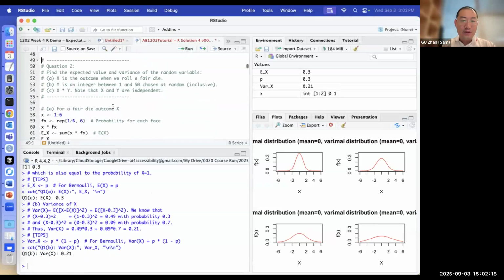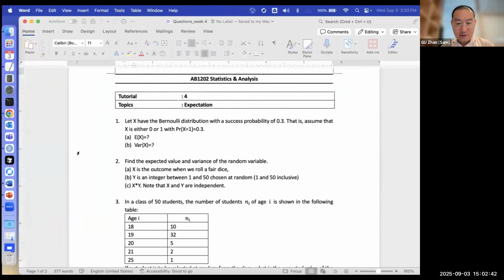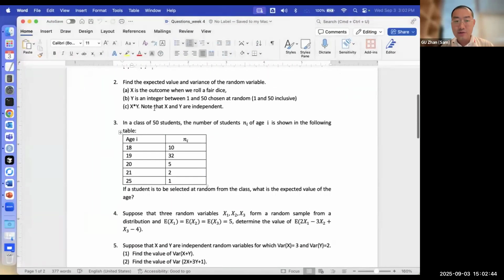Question 2. Find the expected value and variance of the random variable. A: X is the outcome when we roll a fair dice. B: Y is an integer between 1 and 10 chosen at random, inclusive. C: Z is X times Y, where X and Y are independent. Basically, you find the expected value and the variance for A, B and C. So this is a pretty complicated one. So let's break it down.